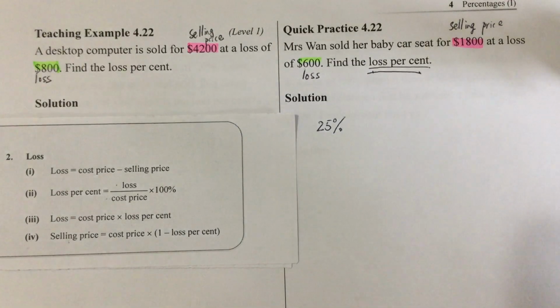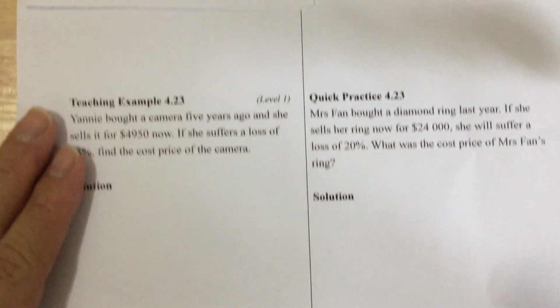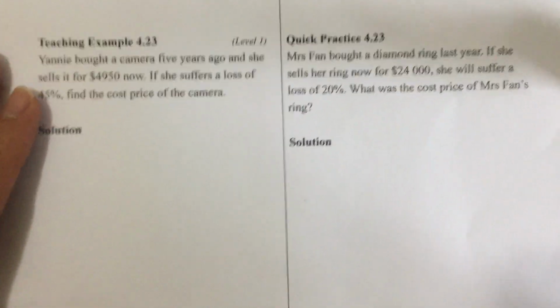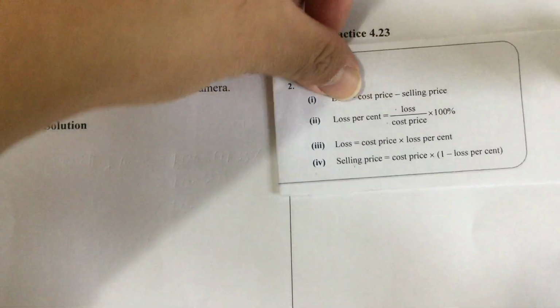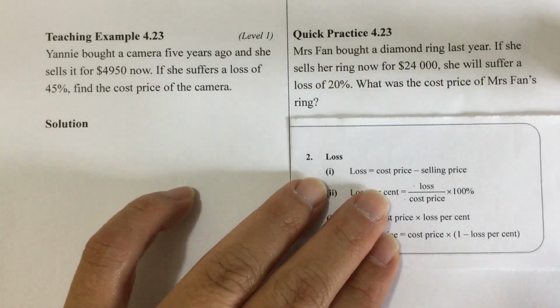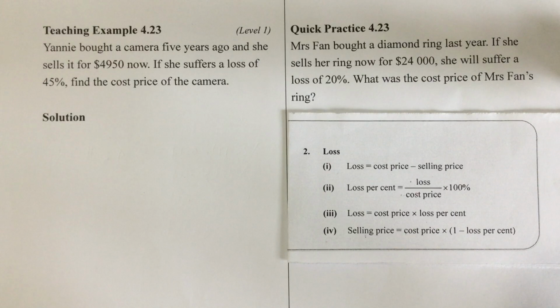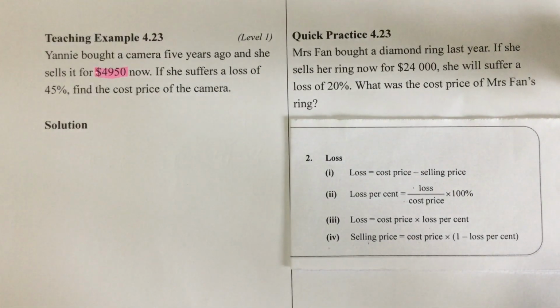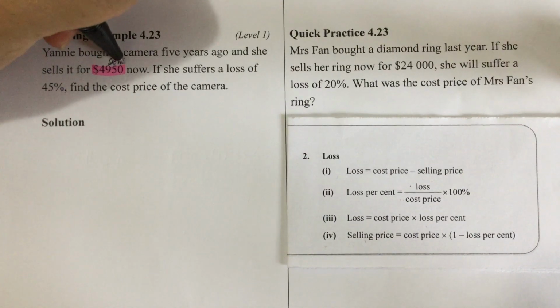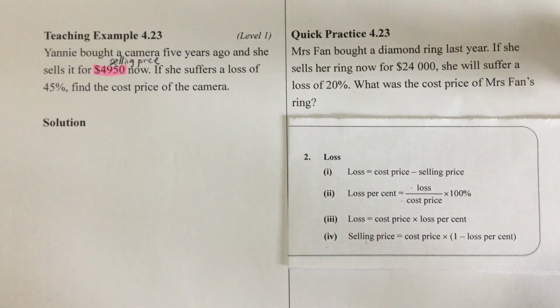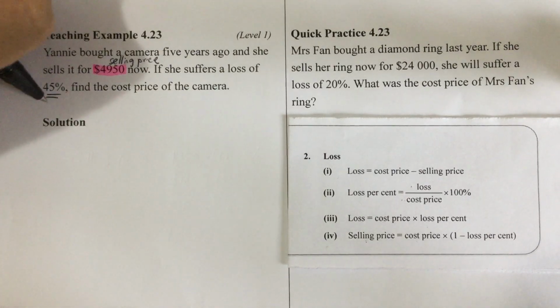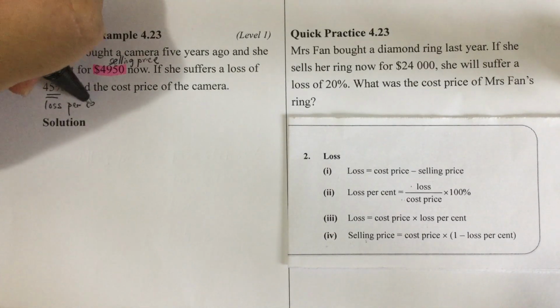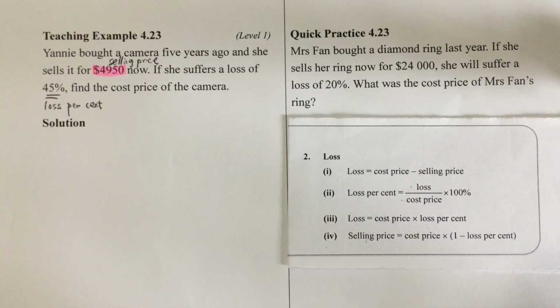Okay, now we will go to teaching example 4.23. Once again, this is loss. Yanni bought a camera 5 years ago, and she sells it for $4,950 now. So this is now, so obviously this is the selling price. And then she suffers a loss of 45%, this is the loss percent. And then I'm going to calculate the cost price here.